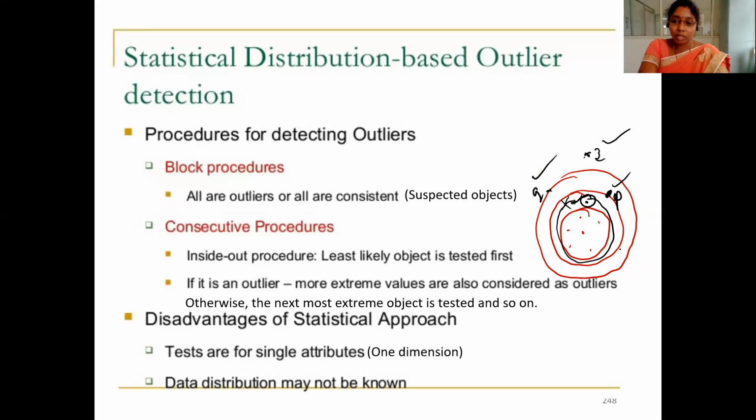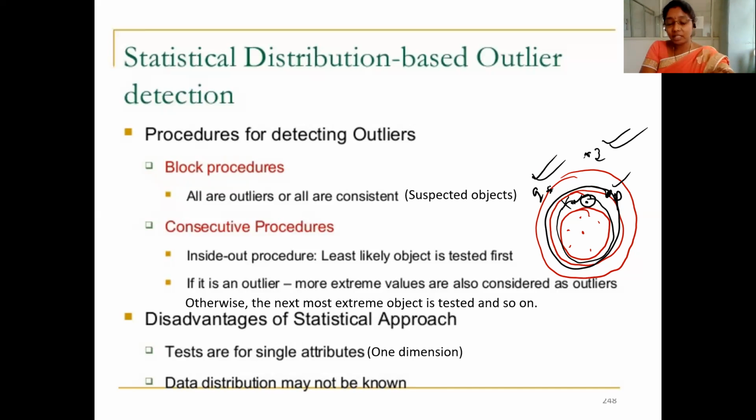So if at all P is an outlier, you can confirm that Q and Z are also outliers. If at all P is not an outlier, that means what? ఈ బౌండరీలో ఉన్నది కూడా outliers కాదు. Then you can go with the next possible suspect and check whether that is an outlier or not.